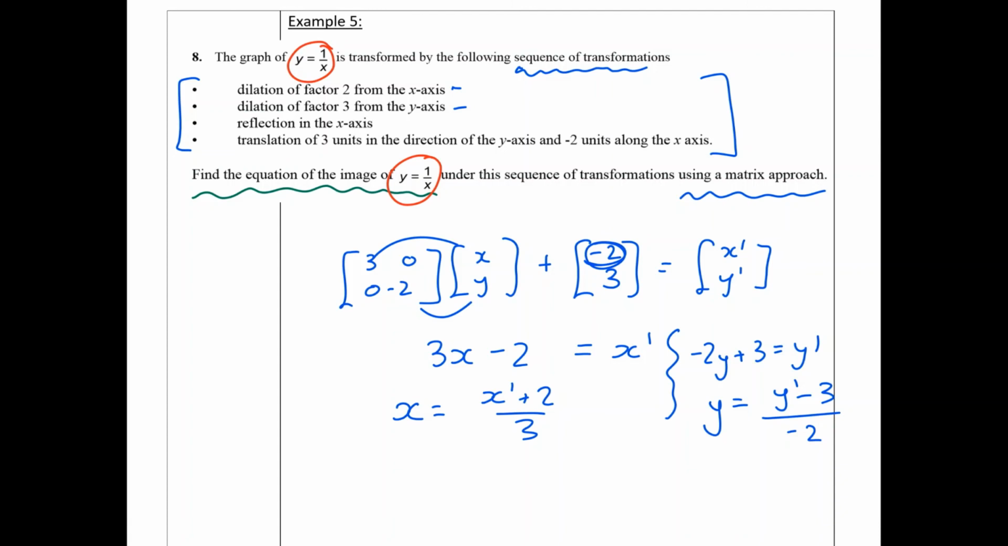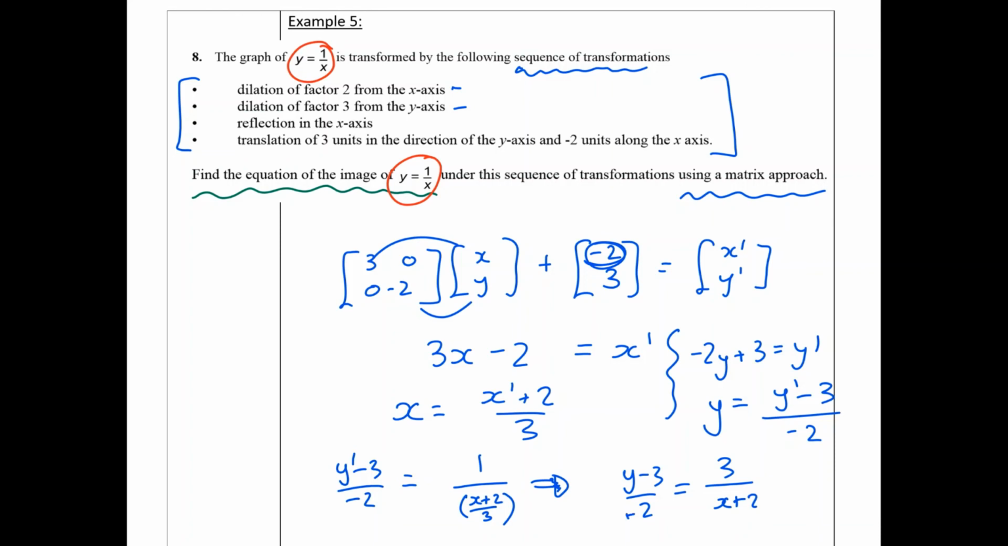If we replace our pre-image with these variables, then y doesn't just equal 1 on x, it now equals 1 over x plus 2 on 3. And y is y dash minus 3 on negative 2. Now, if I'm taking 1 over a fraction, that's another way of saying just flip the fraction. So this becomes y minus 3 on 2 is equal to 3 over x plus 2. You'll notice that I got rid of the y dash.